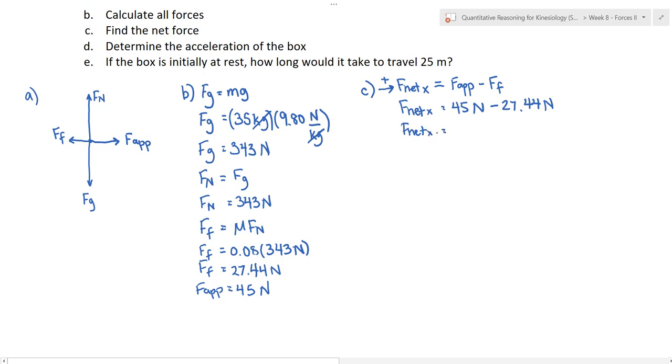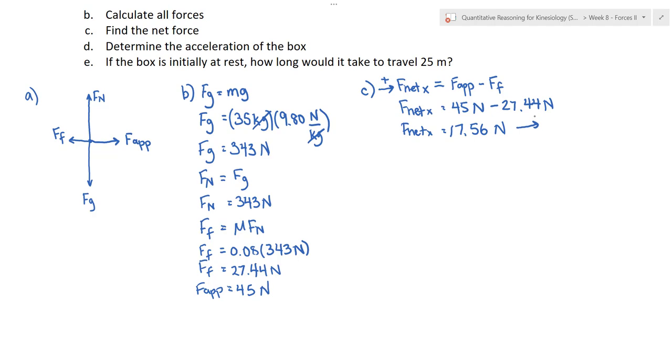So I'm just going to subtract those two, and I get 17.56 newtons. Now the answer is positive, and we said positive is to the right, so I'm just going to put a little arrow to indicate this is moving to the right. The net force in the x direction is pointed to the right. Okay, so that's C.